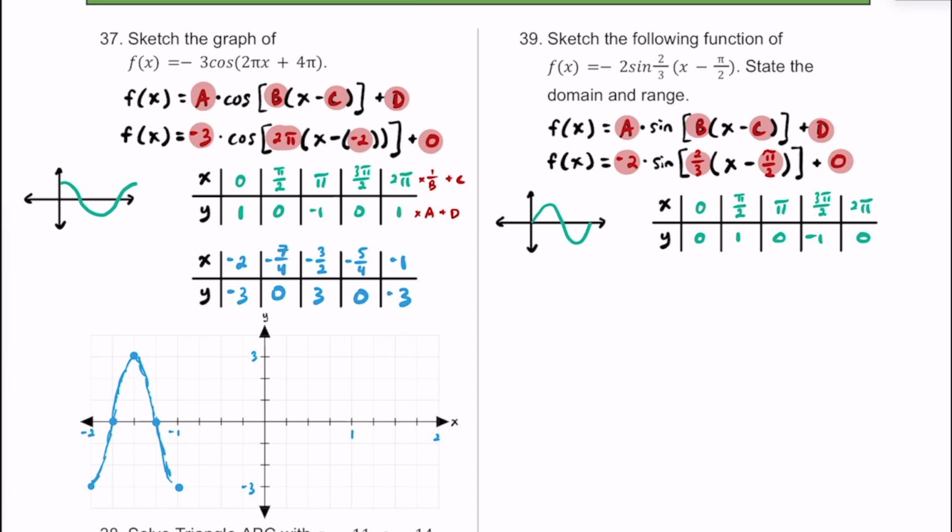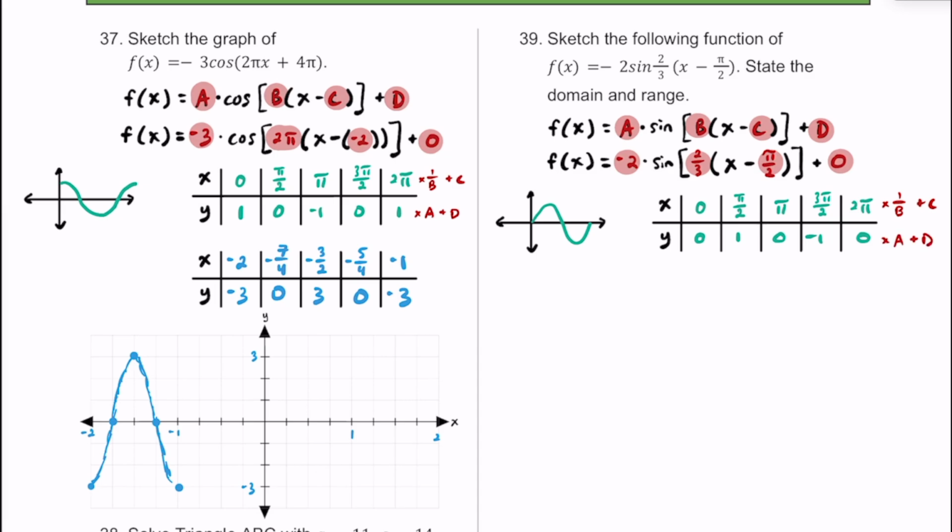Now let's go ahead and use our a, b, c, and d values to figure out what our new table is going to be for this particular function. So let's go ahead and take each of our x values, and let's see what we did earlier. We multiplied each of these x values by 1 over b, then we went ahead and added c on afterwards. And then for each of our y values, we're going to multiply each of them by a, and then add on d afterwards.